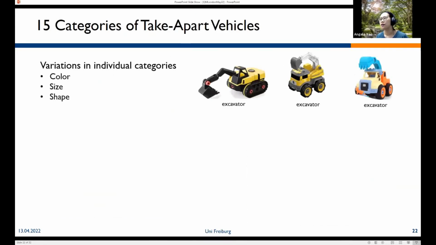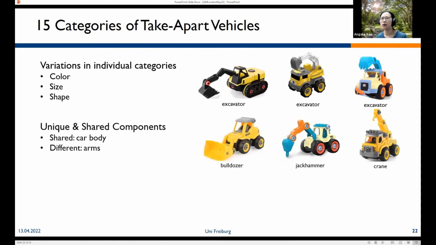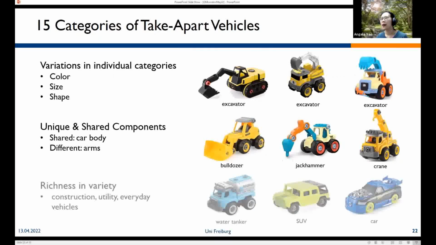These are the various categories of toys. We were always looking at vehicles, and then we have various different shapes, sizes and colors of toys for different purposes. Some are construction vehicles, utility vehicles, or just everyday types of cars. We try to select them so that they have some shared components, but also some unique components as well.